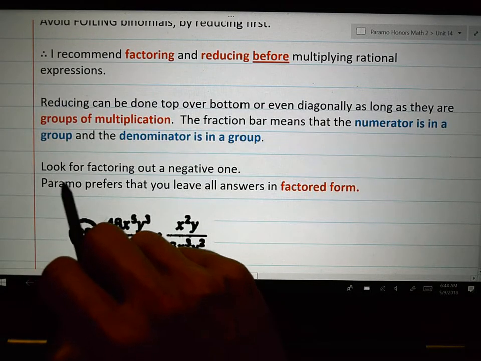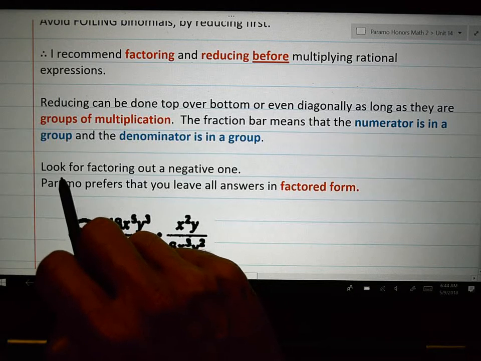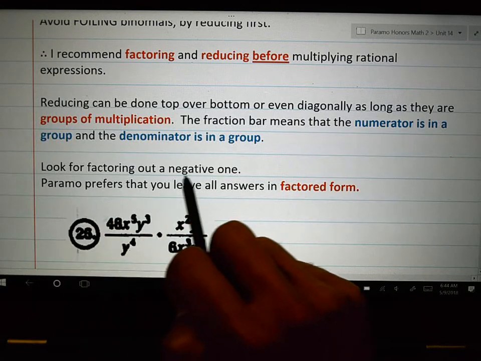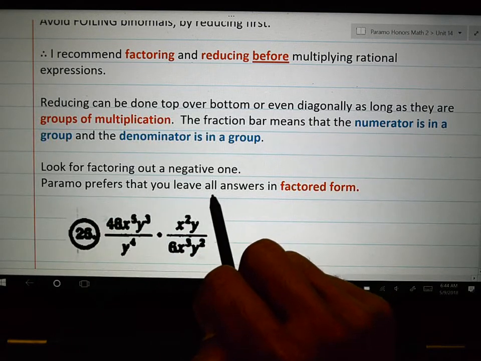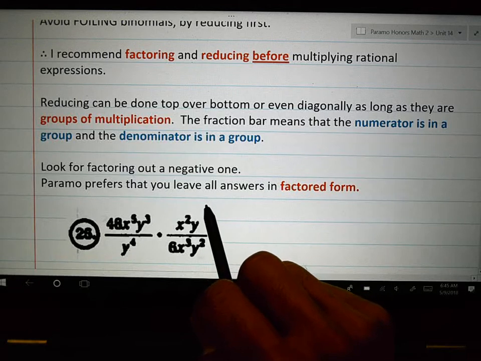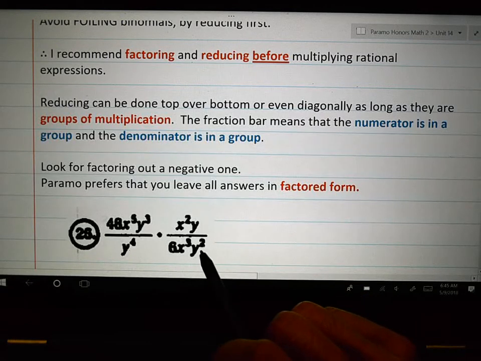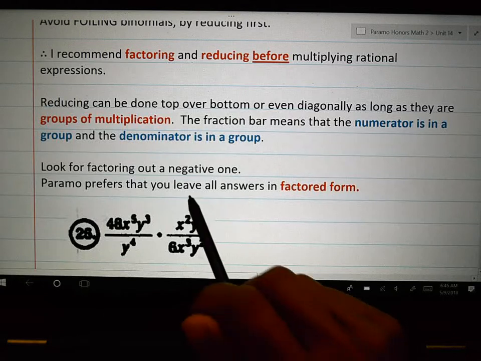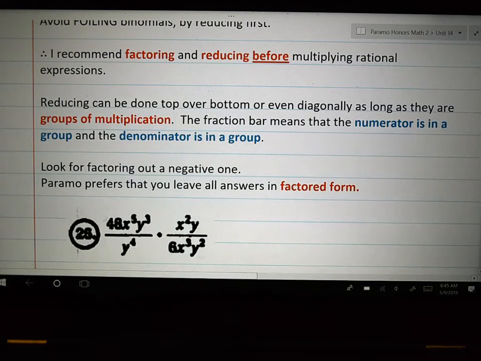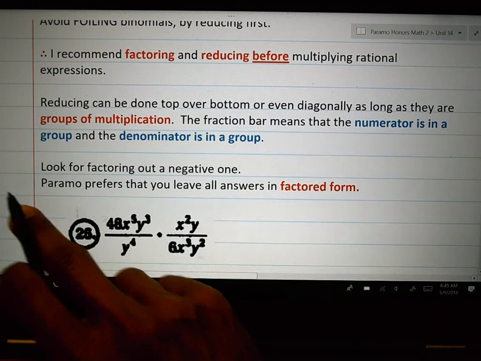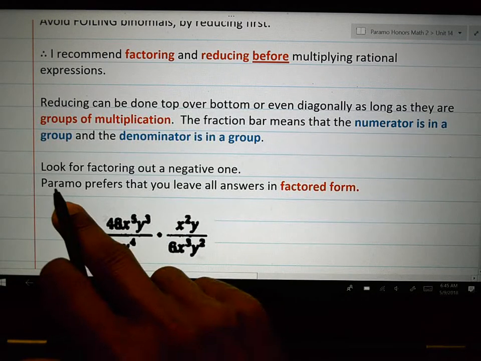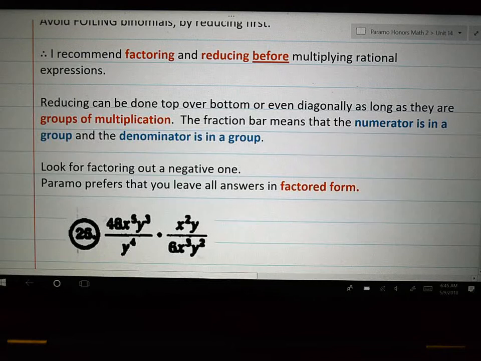We didn't have a lot on this worksheet, but we did on the last one. Look for factoring out a -1. The person who wrote your quizzes and your test wrote it about 10 years ago, and they really liked factoring out -1. So keep that in mind as you do your problems. Lastly, I said this already, but I prefer you leave answers in factored form, and we'll go from there.